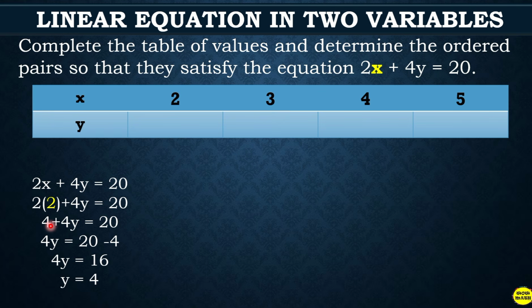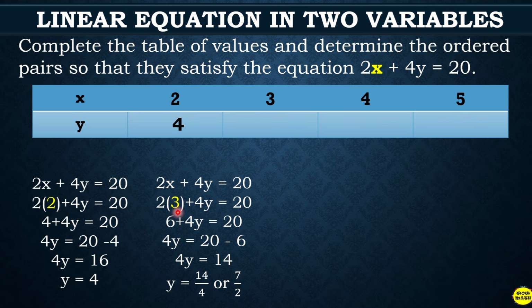Or we can do the shortcut. 20 minus 4. You can also use APE, which is more proper, but I am showing you the shortcut. So, 20 minus 4, so 4y equals 16. Divide both sides by 4, you will have y is equal to 4. Therefore, after we substitute 2 for x, the y we got is 4.